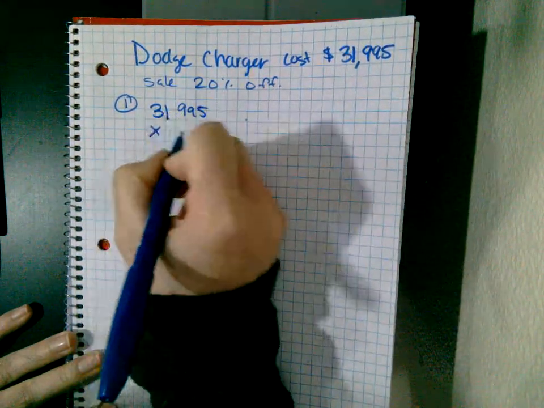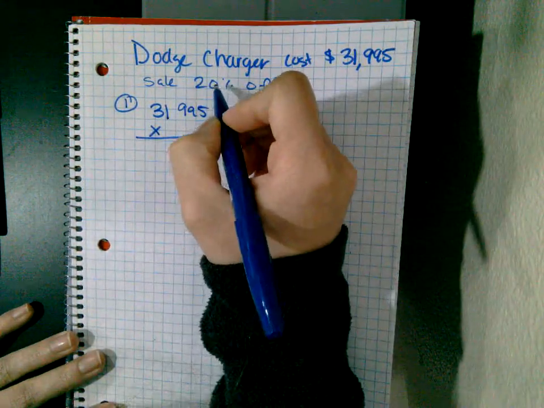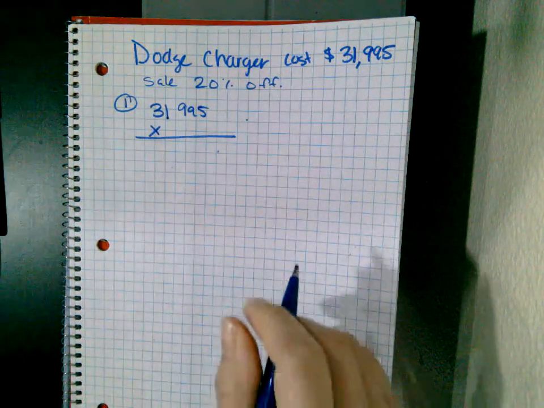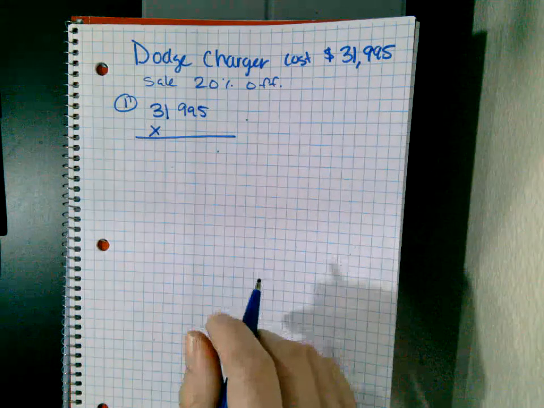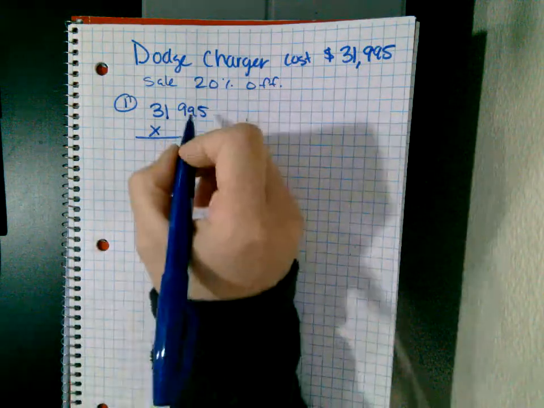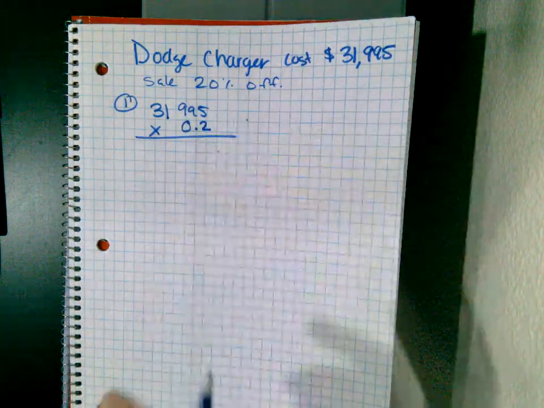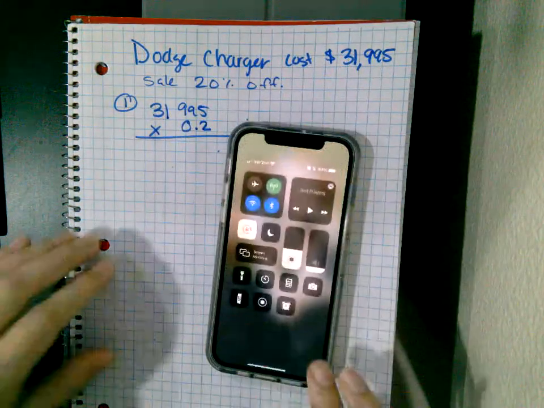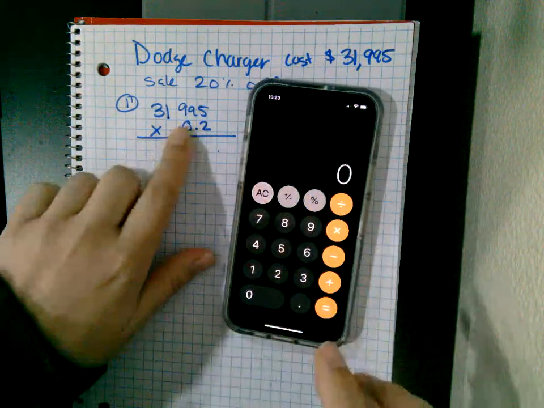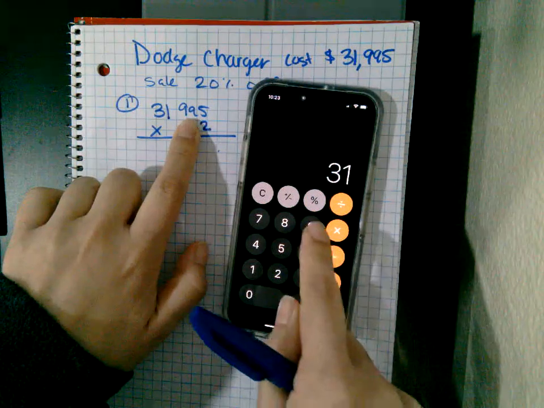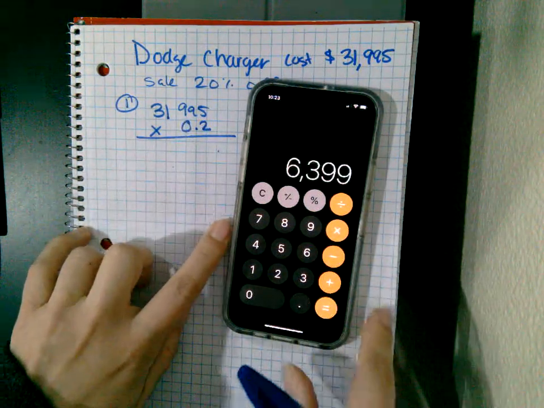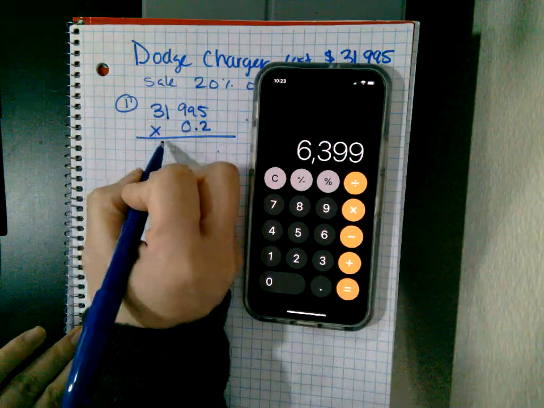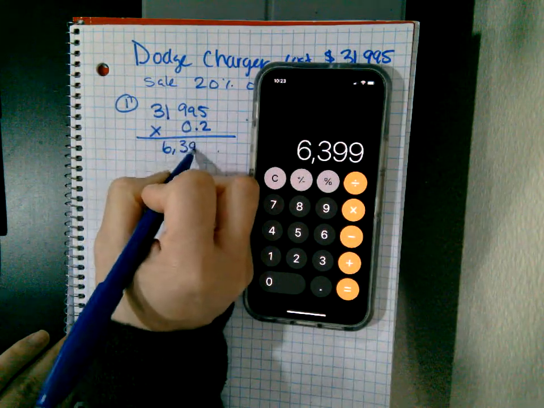So step number 1, we're going to take our price of $31,995 and we're going to multiply it by the percent written as a decimal. So 20% would be 0.2. Then we grab our calculators, plug it in. It's going to be a kind of weird number because this is a weird number, 31,995 times 0.2. Oh, not super weird. $6,399.